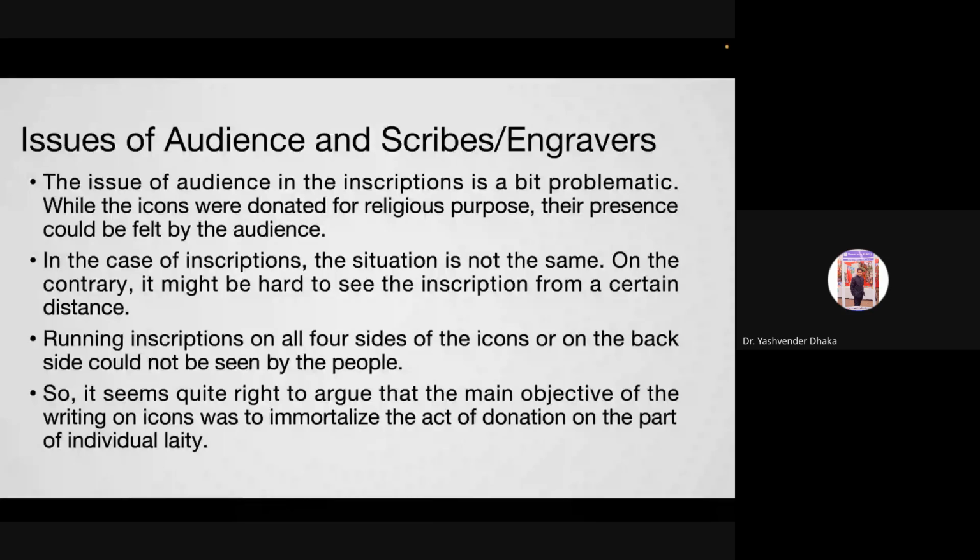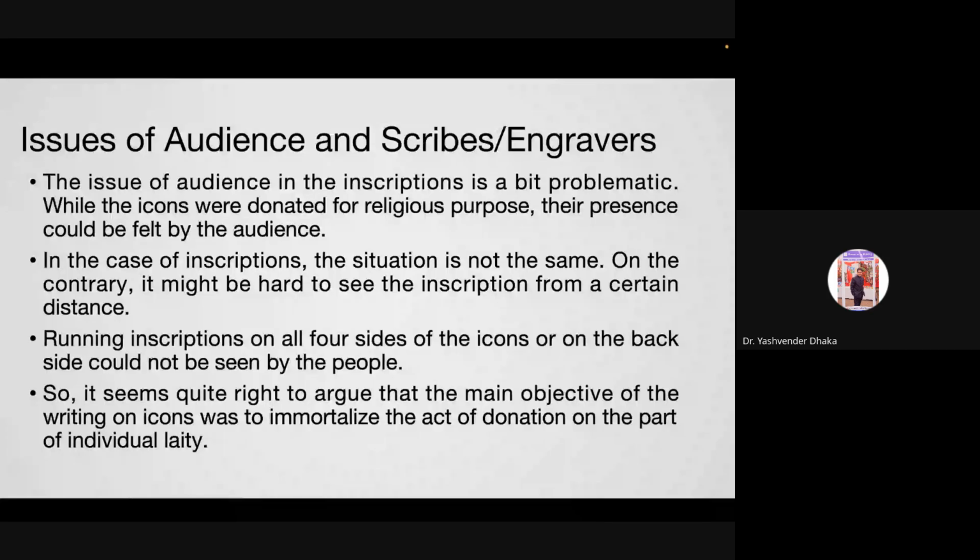The audience, as we also go into any religious structure, we can see the icons there. But in case of inscriptions, the situation is not the same. So it might be very hard to see the inscription from a certain distance, and you have to keep a certain distance in religious structures. So running inscription on all four sides may not be visible at all to people.